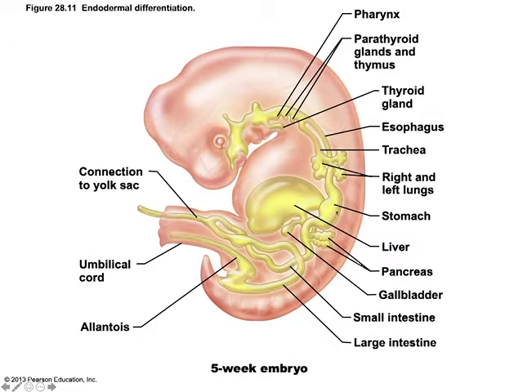So the bulk of this lining is endodermal. The only part that's going to be mesodermal is going to be the connective tissue that lies beneath the endodermal, what will eventually be the epithelium, and any smooth muscle, all right, and of course the surrounding membranes.